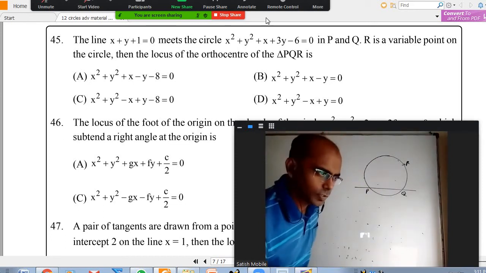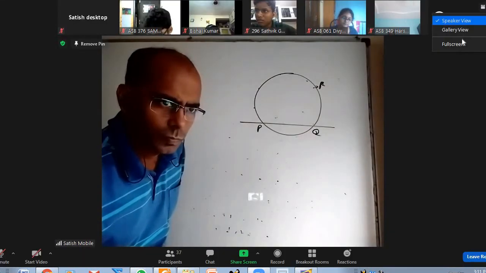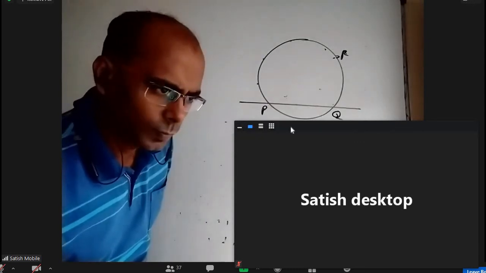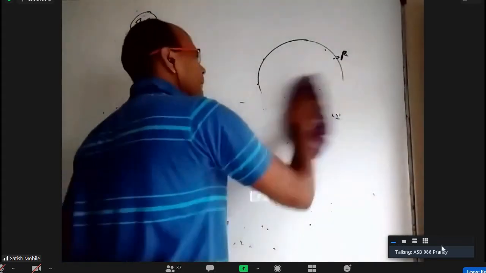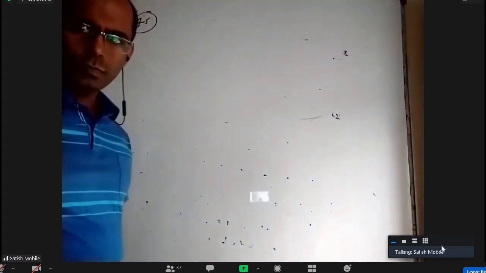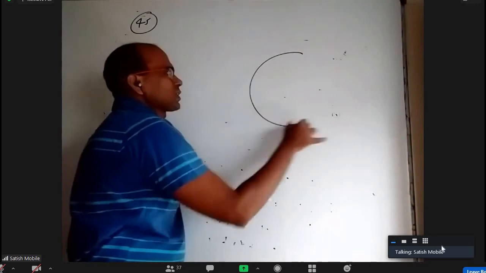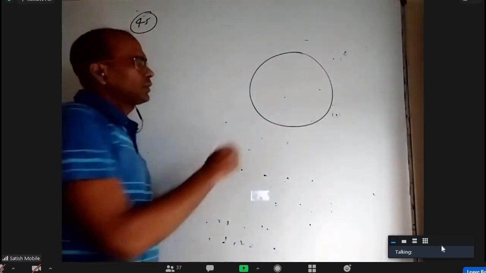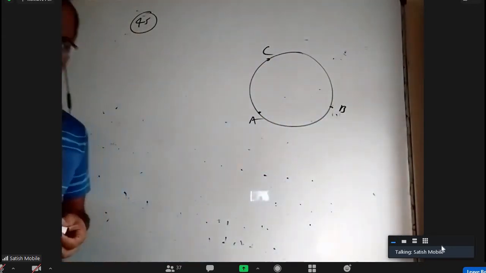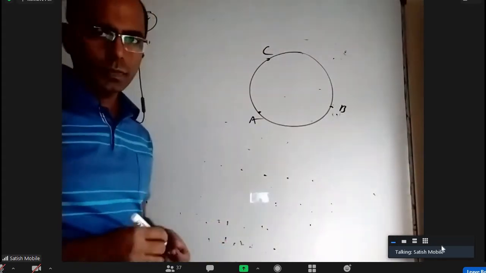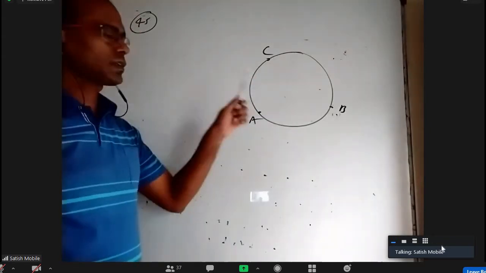I will discuss some theory about this first. Okay, let's say I have a circle. You take point A anywhere you want, point B anywhere you want, point C anywhere you want. ABC will form some triangle, and it will have some orthocenter. A is variable, B is variable, C is variable, but the circle is fixed. A, B, C are always on the same circle.